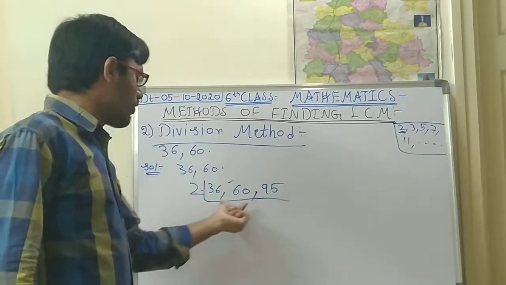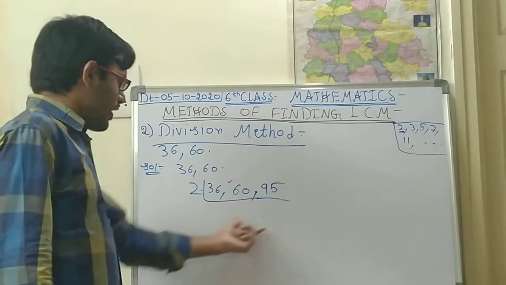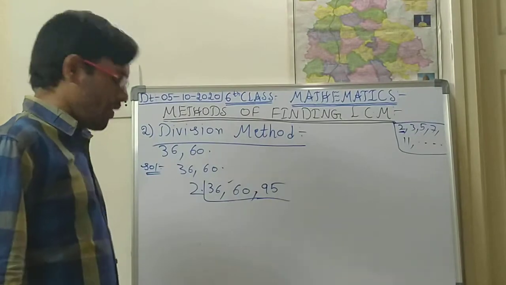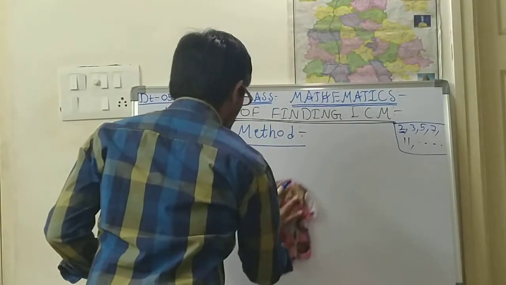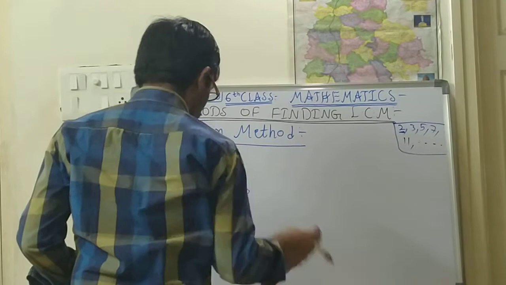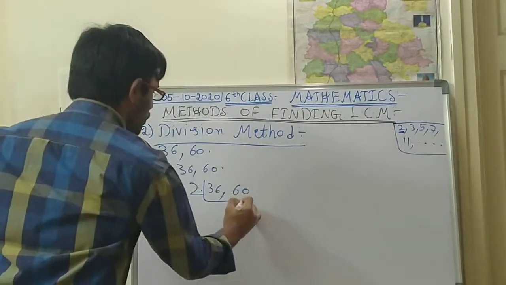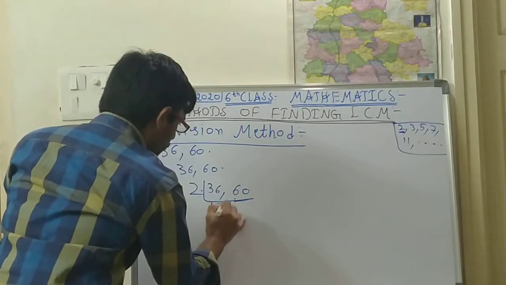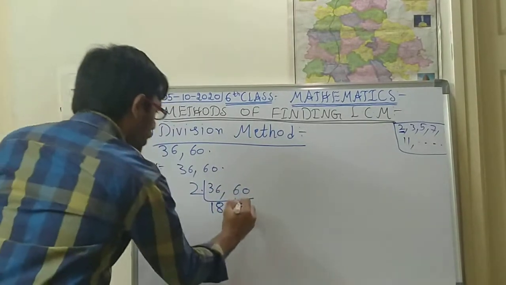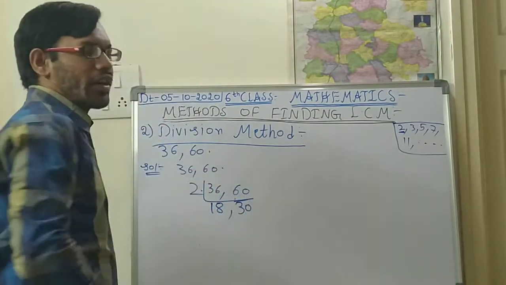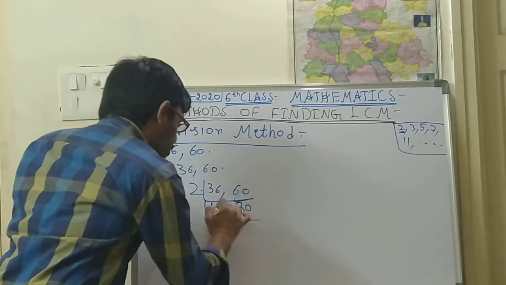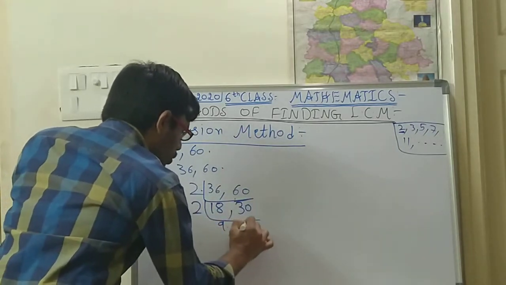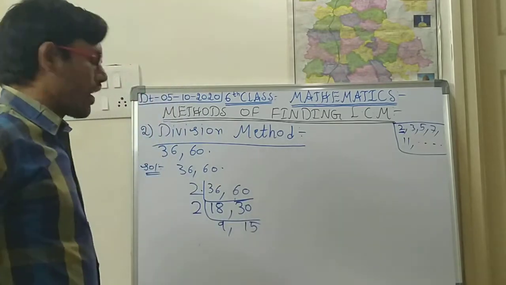Afterwards, the next time you can do this for the next prime number. Like that you should do. Here only two numbers are there, 36 and 60. These two numbers are divisible by 2. So first 2 into 18 is 36, next 2 into 30 is 60. So 18, 30. These two numbers are divisible by 2 again, so 2 9s are 18, 2 15s are 30. So 9 comma 15.